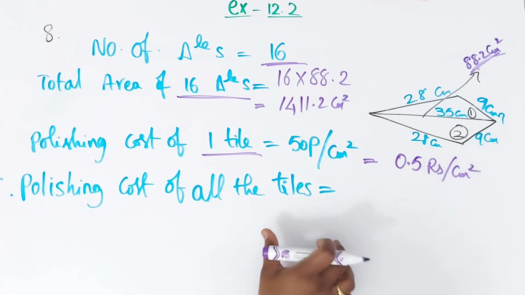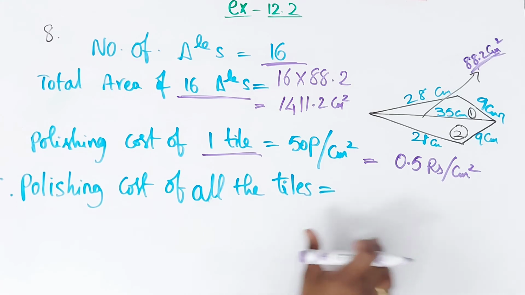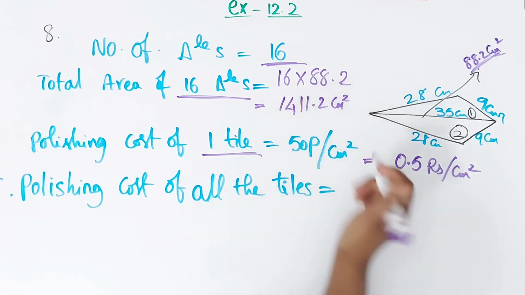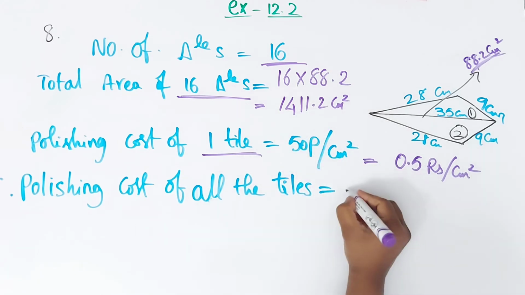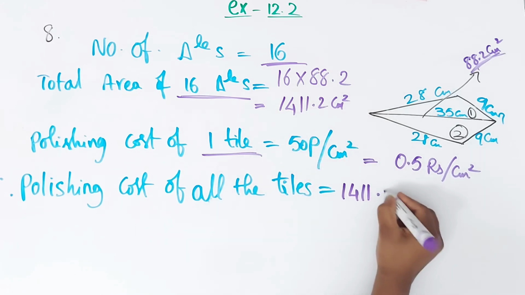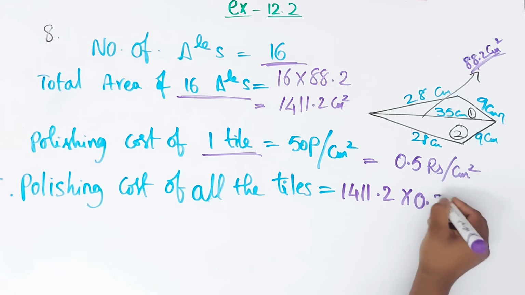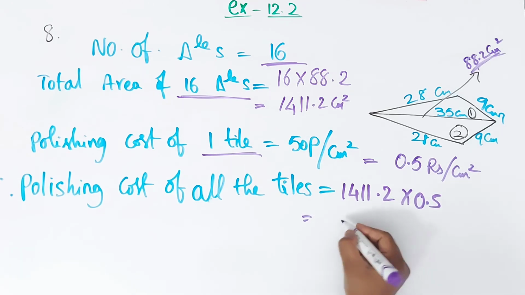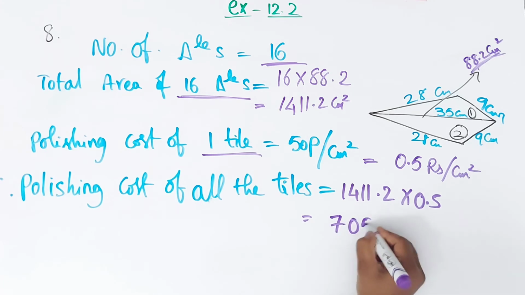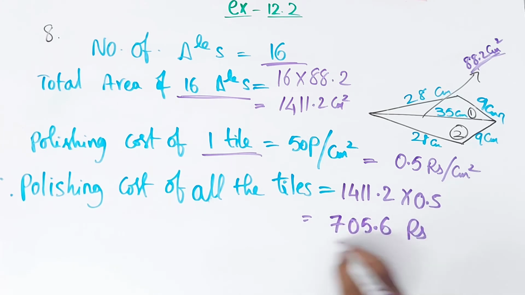Correct? Now we want polishing cost of all tiles. That means polishing cost for this whole area. That equals this area into the cost. Right, children? 1411.2 into 0.5. That equals 705.6 rupees. Right, children?